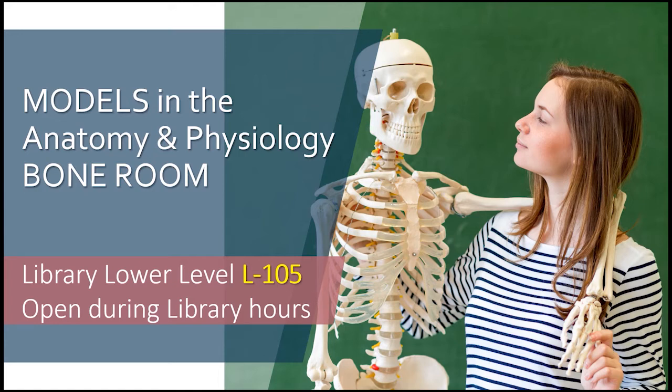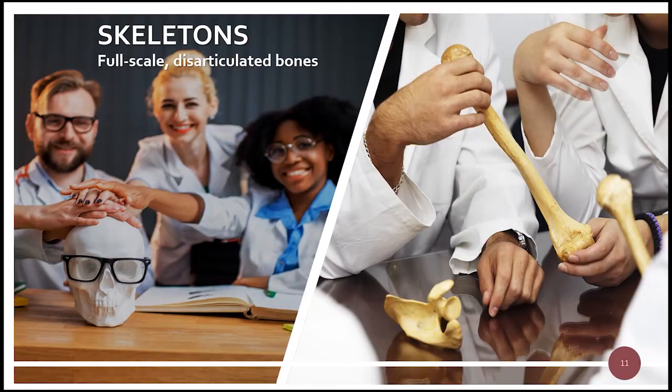We have several different kinds of models. We have skeletons. We have the skeletons that are the full skeleton models, but we also have the full-scale disarticulated bones. Disarticulated just means disconnected into pieces. So we have several sets of disarticulated skeletons, where it's just a suitcase full of the bones, so you can go through each individual bone and identify it, and identify the structures on each bone.